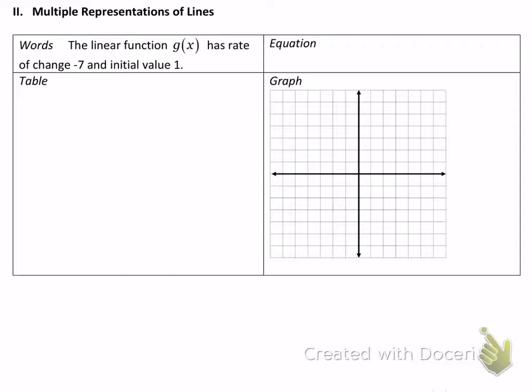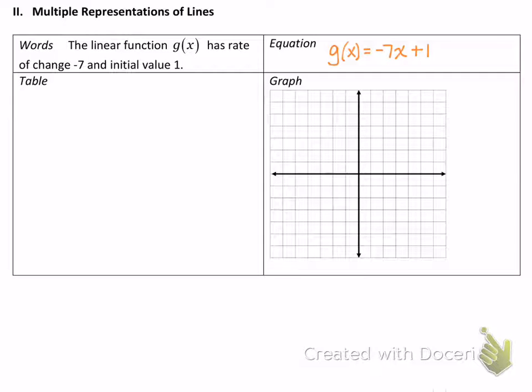Okay, so if I gave you the words, the linear function g of x has a rate of change of -7 and an initial value of 1, we're going to write an equation that looks like g of x is equal to -7, because that's the rate of change, that's the slope, plus 1, which is my initial value. So mx plus b is what I'm working with here.